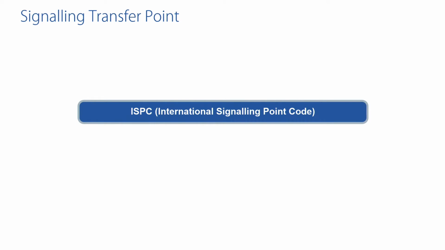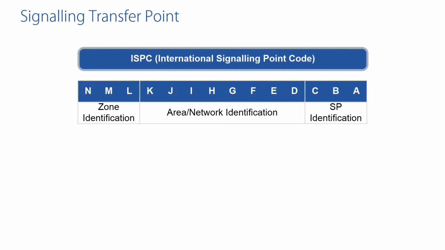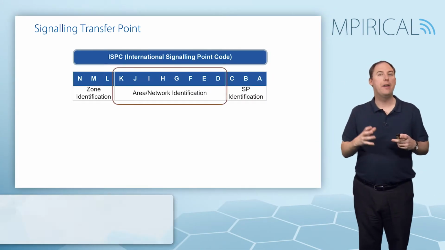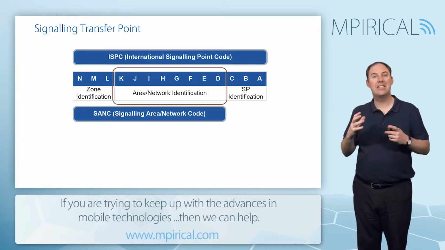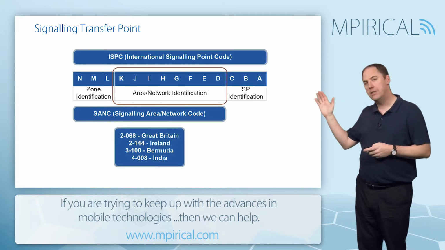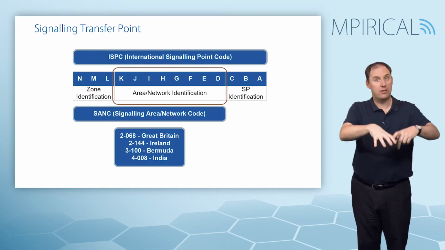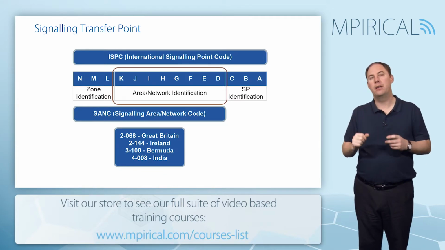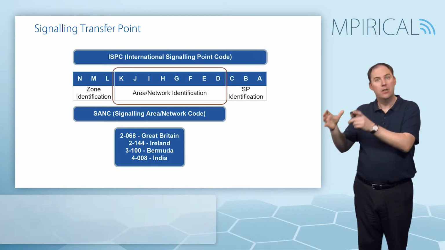So let's have a look at the International Signaling Point Code. It's actually made up of 14 bits in what's called a 3-8-3 format. The first 3 bits are identifying the zone or the region. The next 8 bits are the area network identification. Together, this provides something called the signaling area network code. Examples of a signaling area network code are illustrated here, and as you can see, a service provider in Great Britain could be allocated 2, because that's based on the zone, the region, and 068 being allocated as the network identification. And with that effective identifier, you then get 8 signaling points.